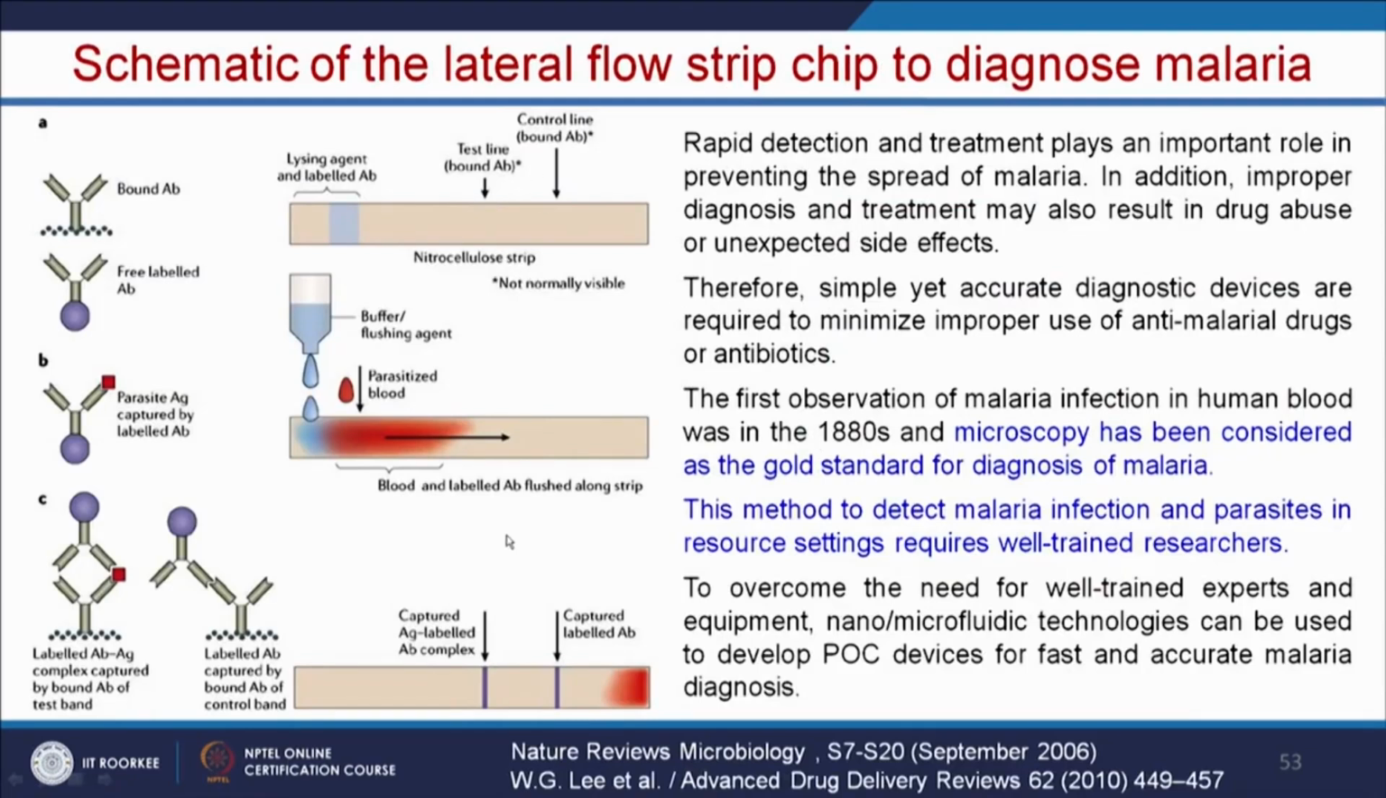And we can also use a lateral flow chip to diagnose malaria. Usually microscopy is considered the gold standard for diagnosing malaria, but for using the microscope we need a lab setting as well as well trained researchers. To overcome this drawback, we can use nano or microfluidic technologies. Here we will be using an antibody which is specific for the malarial parasite, and we will be using a blood sample. If there are 2 lines, that means the person is positive for malaria.